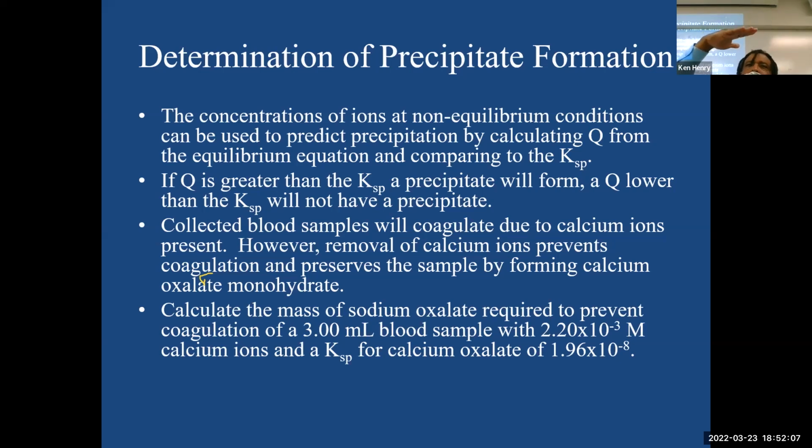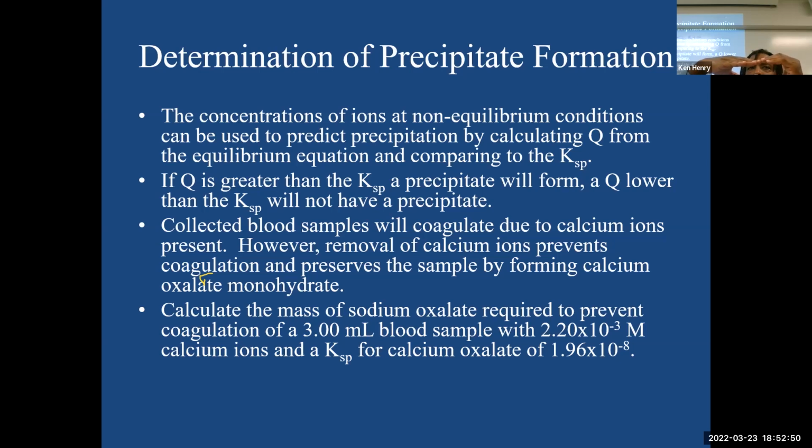So KSP, right? That's at equilibrium. So if Q is greater, then it's favoring who? Products, right? If Q is greater than the KSP, a precipitate will form. If Q is less than the KSP, then no precipitate will form.